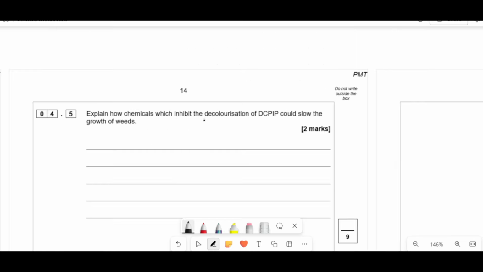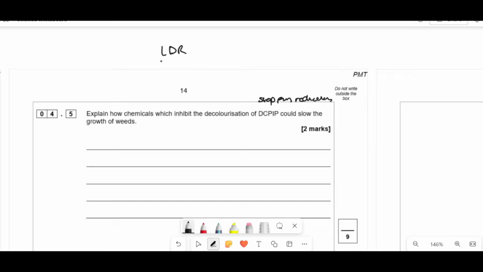So now it says, explain how chemicals inhibiting the decolorization of DCPIP could slow the growth of weeds. So again, read the question, please. Don't just jump into saying random garbage. It's saying here, these things are stopping decolorization of DCPIP, which are effectively stopping reduction, right? So then it says, how does that slow the growth of weeds? Now it links back to your understanding of the entire point of the light-dependent reaction.